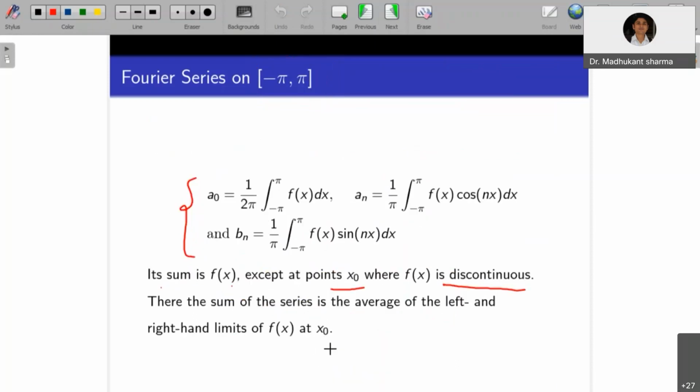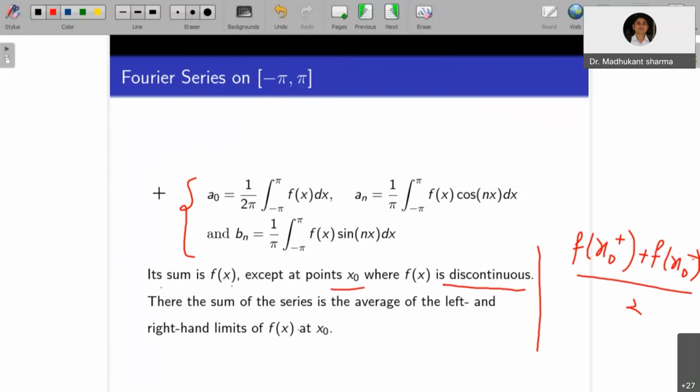On the other hand, if the function is discontinuous, meaning the function is not continuous, you have a left-hand limit and a right-hand limit. In that case, the sum of the series is nothing but the average of the left-hand and right-hand limits of f of x at x naught. So at a point of discontinuity, the series equals f of x naught plus plus f of x naught minus, divided by 2. So the average of them.